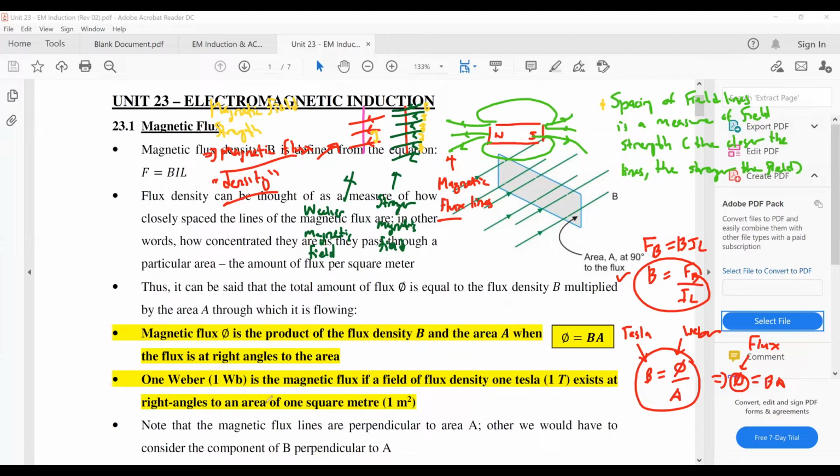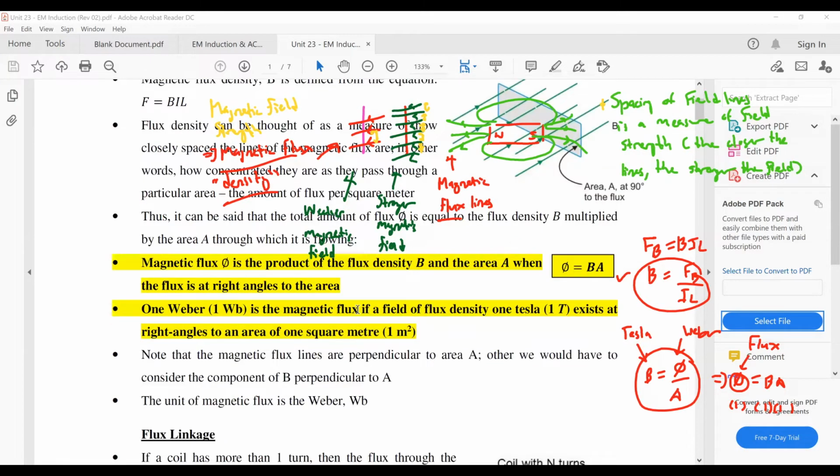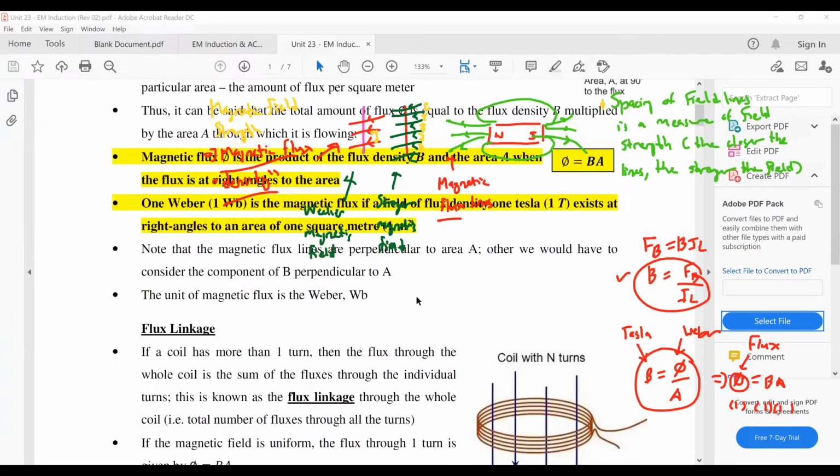All right, so 1 Weber is the magnetic flux if a magnetic flux density of 1 Tesla exists at right angles to an area of 1 meter squared. That's what 1 Weber actually is.